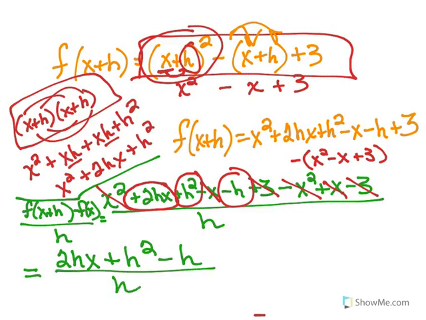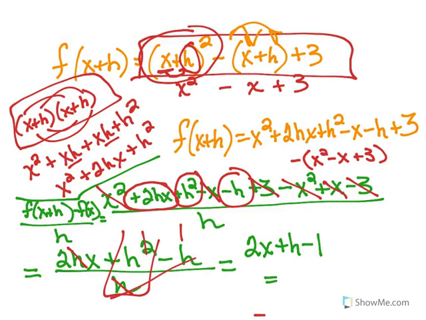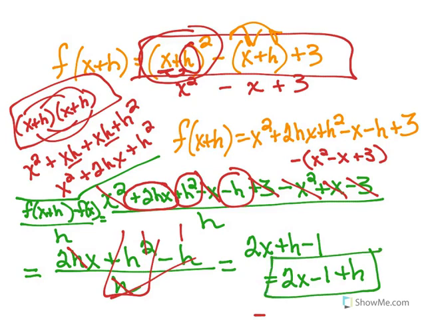So then I'm going to divide it by the h, and I see that this is going to cancel, and one of these is canceled, and this is going to cancel and just leave me 1. So therefore, I have 2x plus h minus 1, and I'm just going to rewrite that as 2x minus 1 plus h. And that is going to be my final answer for this.